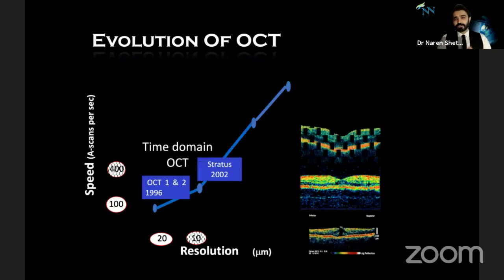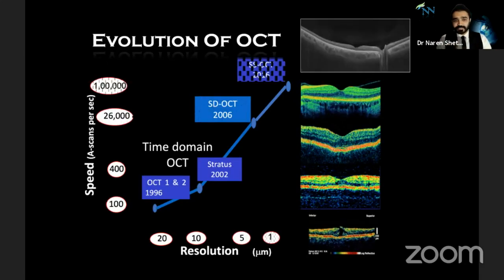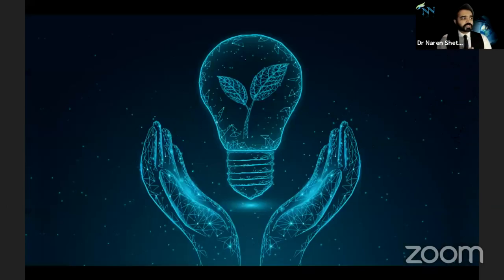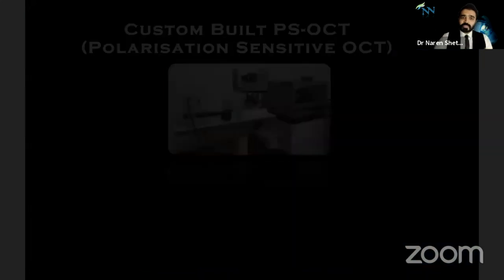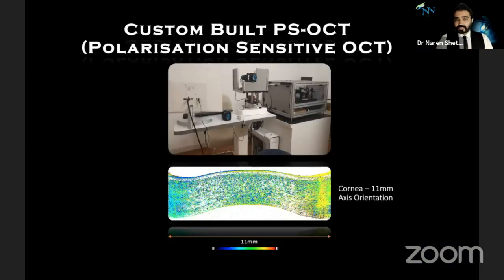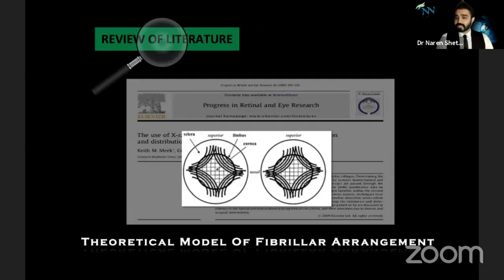Now, if you look at the evolution of OCT, it started in 1996. Then in 2002, we had the Stratus, and in 2006, we had the SD OCT. And in 2016, we had the SS OCT. As you can see from bottom to up, the quality of the image kept improving. But we felt that this was not enough. We felt we needed to go the next step. That is why we thought at NN we are going to build a custom-made polarization sensitive OCT so as to pick up the finer details which are getting missed.